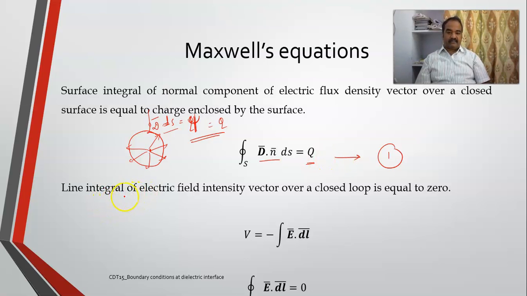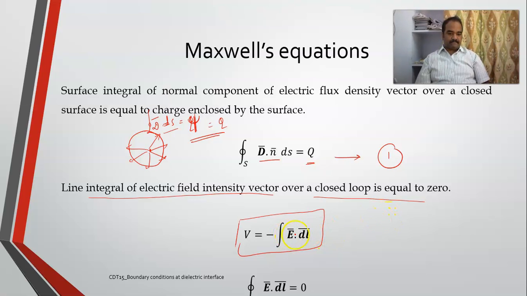Now the second equation states that the line integral of the electric field intensity vector over a closed loop is always equal to 0. So I'll employ this one. See, this is Maxwell's second equation, right? V is equal to minus the integral of E dot dl. This was Maxwell's second equation. I have improvised this one.